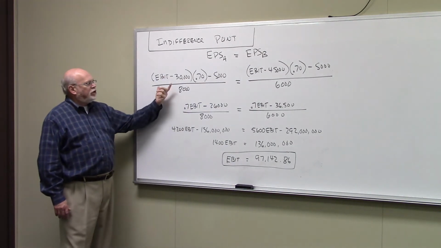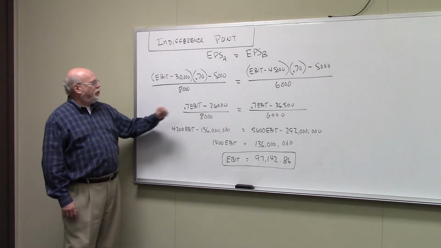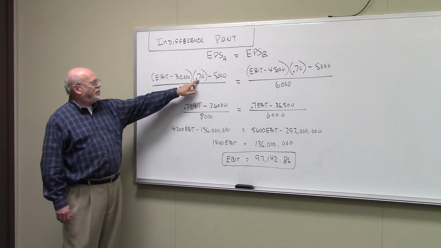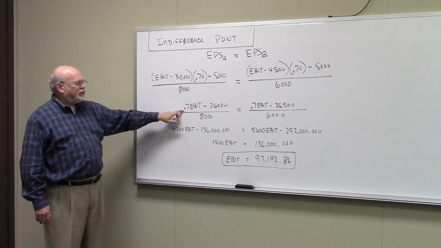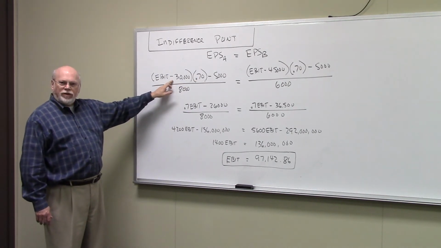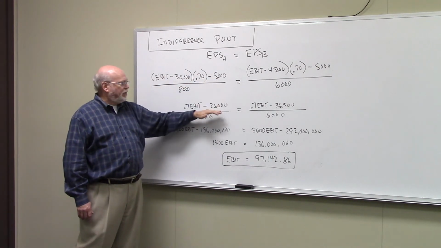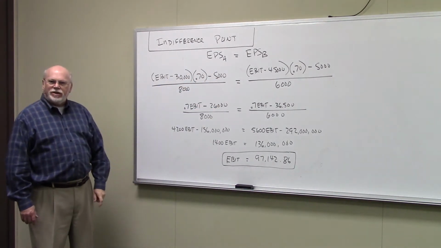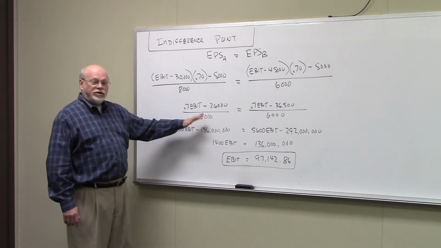The first step we do is really simplify the numerator. One thing I'm going to do, I'm going to take 0.7 and multiply it by EBIT, and that gives me 0.7 EBIT. And if I take 0.7 times a negative 30,000, and then subtract from it a negative 5,000, that gets me negative $26,000. 8,000, of course, is the number of shares outstanding.